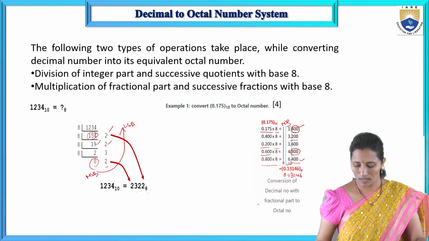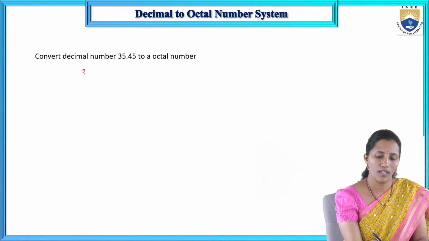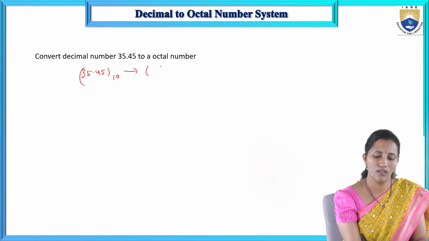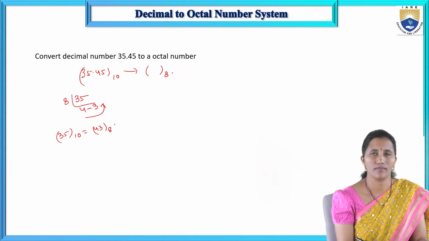For example, if we take the decimal number 35.45, we have to convert that into an octal number. How to convert this one? 35 will be divided by 8 because it is the integer part of the number. 35 divided by 8 is 4, 8 4s are 32, remainder is 3. So we can write 35 base 10 is equal to 43 base 8.